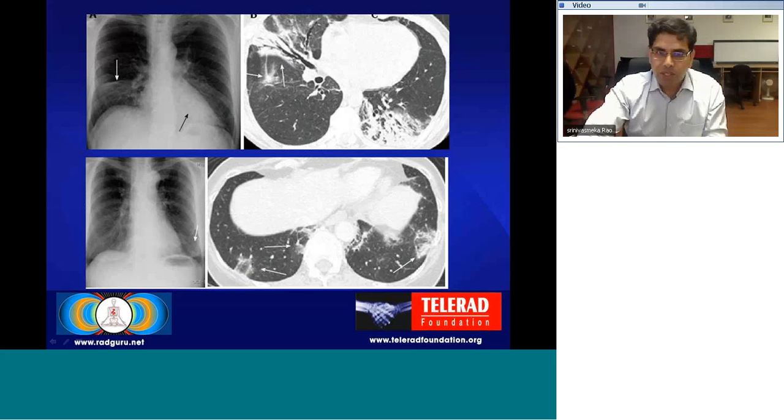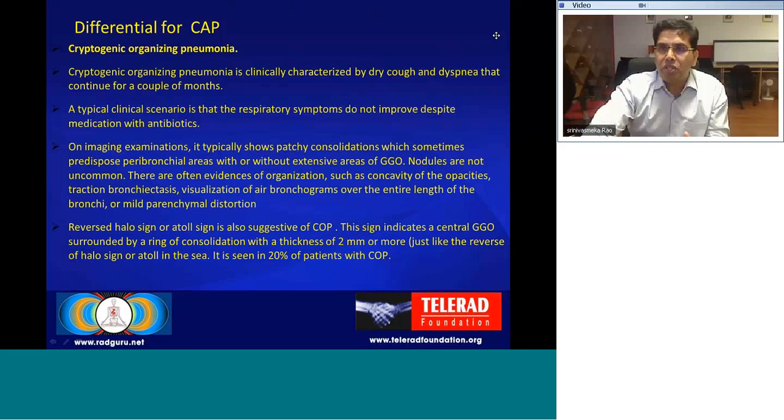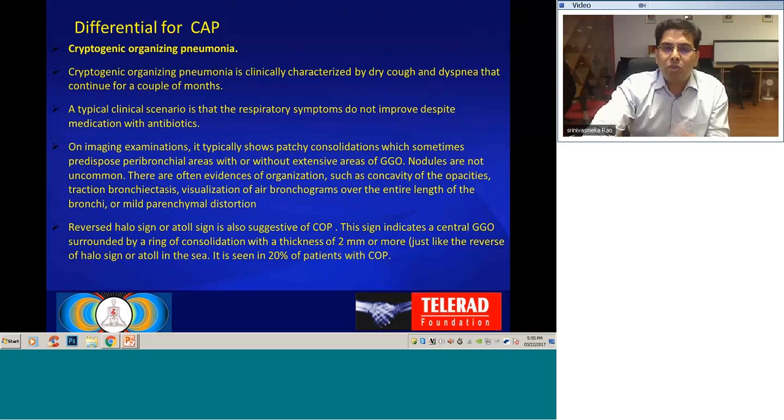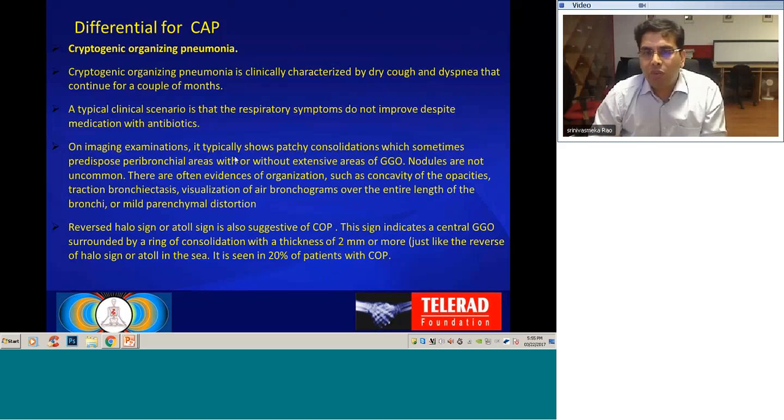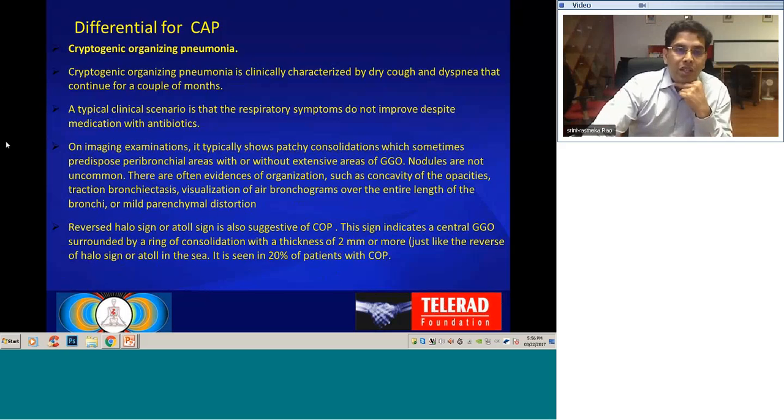So how does this present? What are the clues for us in these patients? Especially these patients come to us with chronic dry cough and dyspnea for a couple of months. Usually, infectious pneumonias will not progress that long. So you have to take into consideration the clinical history, which suggests that the patient has been having cough and dyspnea for a few months, and these people don't respond to antibiotics. They would have received at least 4 or 5 courses of antibiotics. In spite of that, they will not respond.